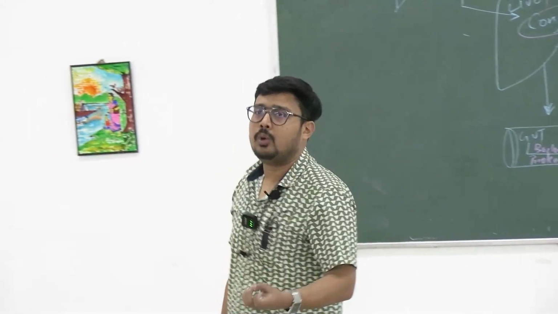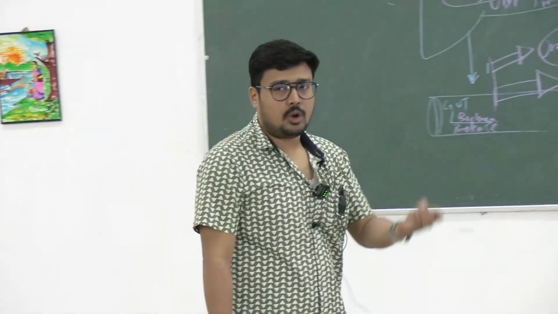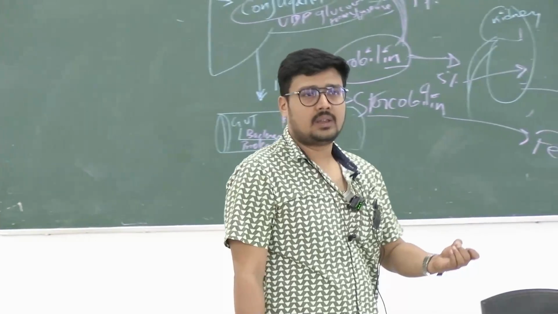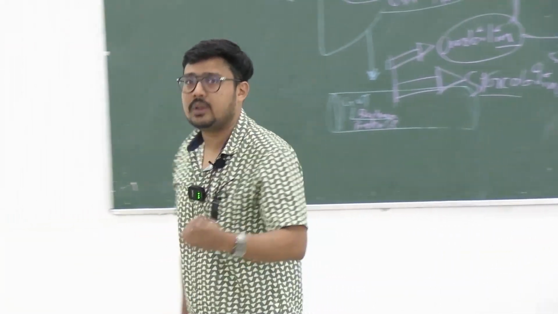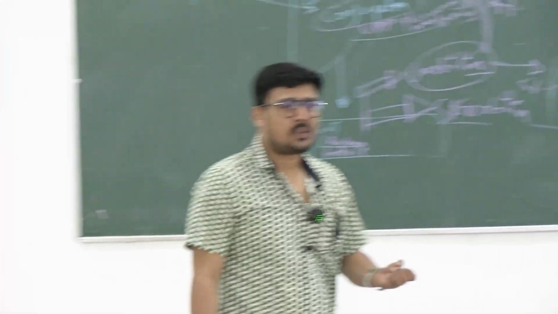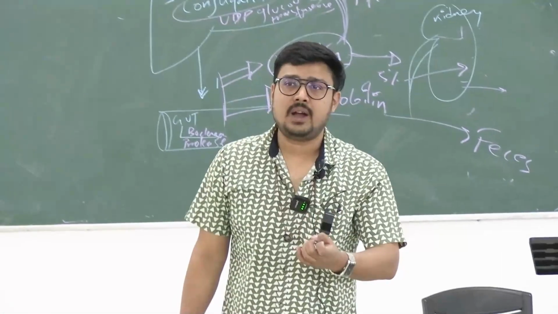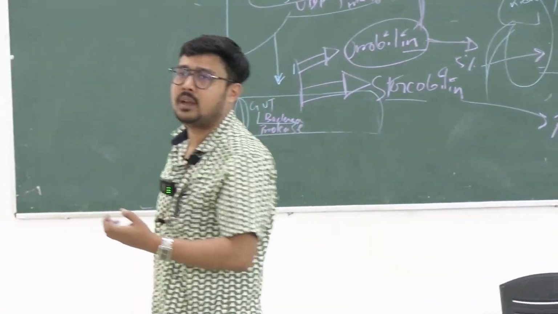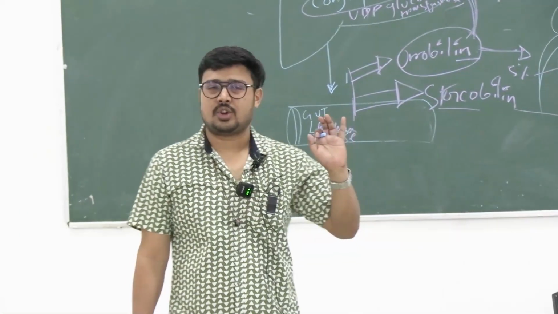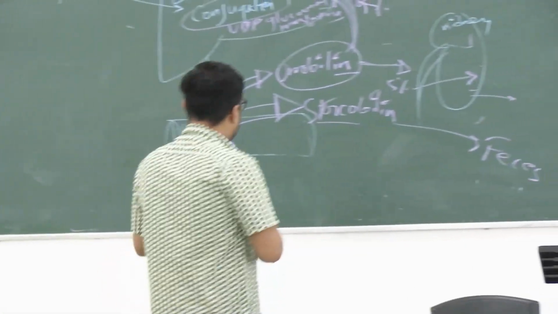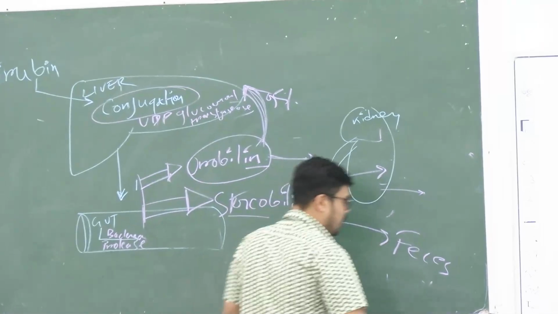Stercobilin will go to fecal matter. Urobilin is mostly reuptaken by liver with help of portal circulation, and the minor part, very little, will be excreted through urine and kidney. This is all about bilirubin metabolism in short. So this is the concept. Now coming to the jaundice.